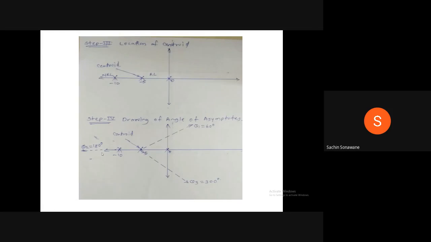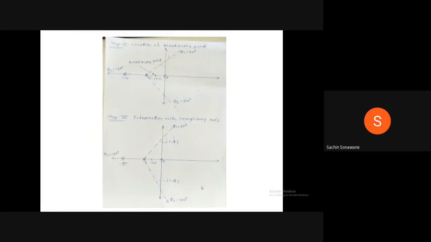Now the location of the centroid. We have calculated the value of centroid sigma is equal to -5. Therefore, locate sigma centroid at -5. Now step 4, drawing the angles of asymptote. We have calculated three angles, 60 degrees, 180 degrees and 300 degrees. Therefore, locate the angles at -5, that is 60 degrees, 180 degrees and 300 degrees. Now step 5, locate the breakaway point, that is -2.11.